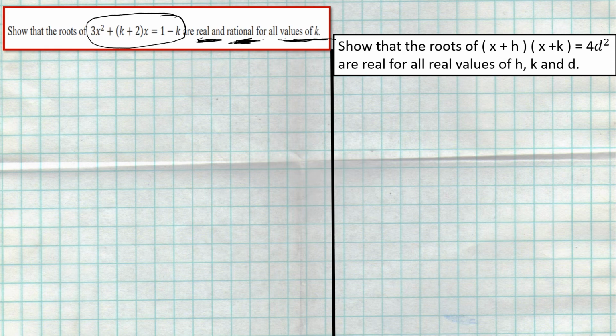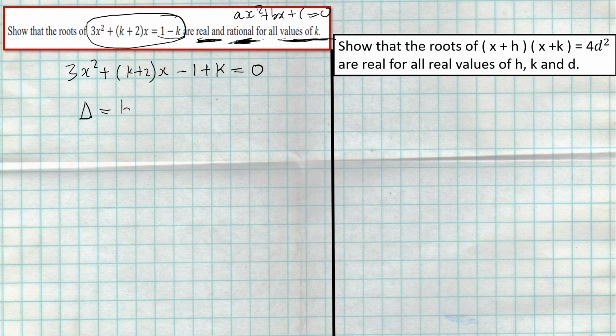So we know in this kind of equation, we first need to write it in the form ax squared plus bx plus c equated to 0. So I will say 3x squared plus k plus 2 x. I'm going to take these ones to the other side to be minus 1 plus k equals 0. Now it's in that standard form. It's fine. I can go and calculate my delta.